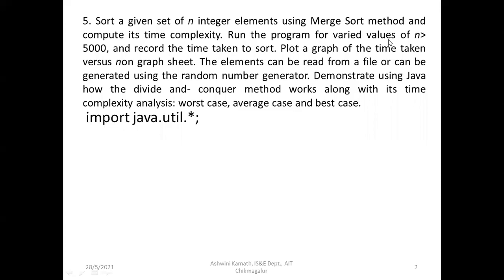For our program we are using two classes from this. One is Scanner. Scanner is used to read the input from the keyboard, and the other is the random number generator. These two classes we are going to use. If we are using only one or two classes, we can write import java.util.Scanner, then import java.util.Random, for example. If we know the class name, we can directly use it instead of the asterisk symbol.